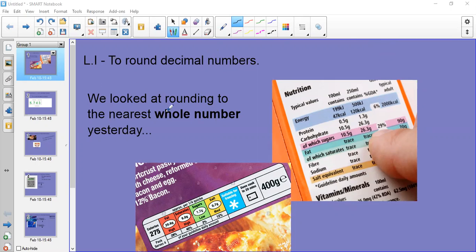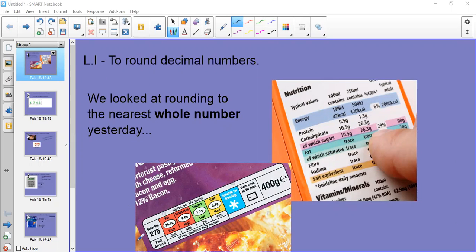Yesterday, we looked at rounding to the nearest whole number, and the reason I've got these pictures up on the screen is to show you some real-life examples and where you would find decimals. You would find decimals on the back of a food packet or carton in the nutritional values section, so this gives you some information about the energy in foods, protein, carbohydrates, fat, and lots of other different information.